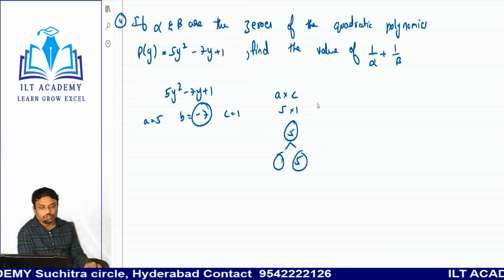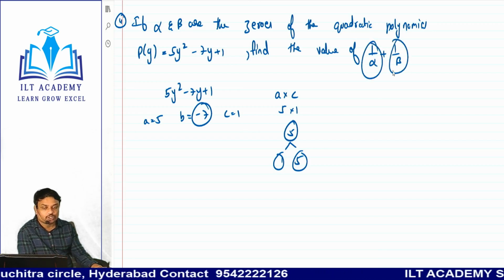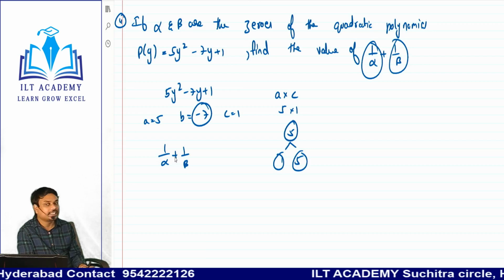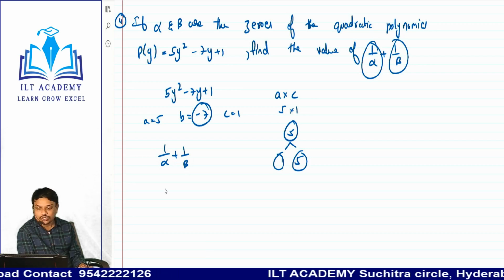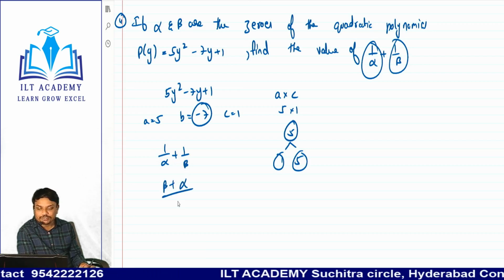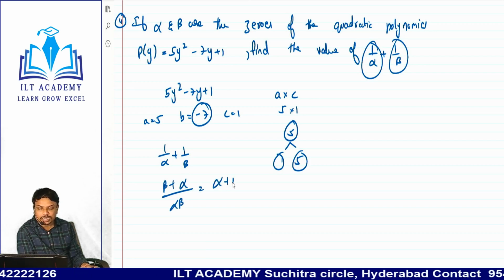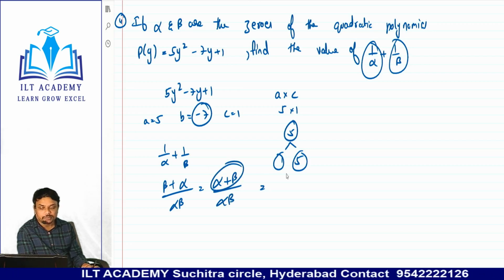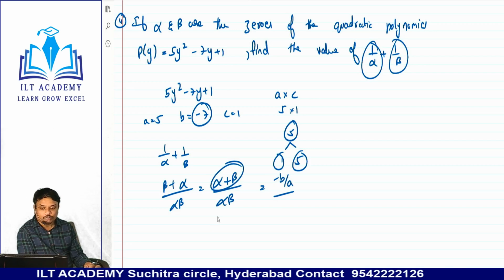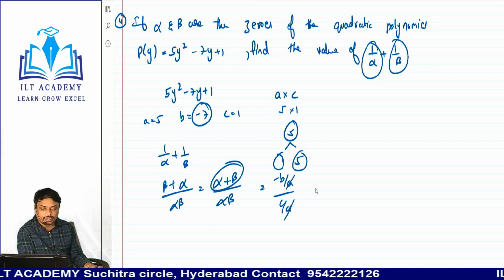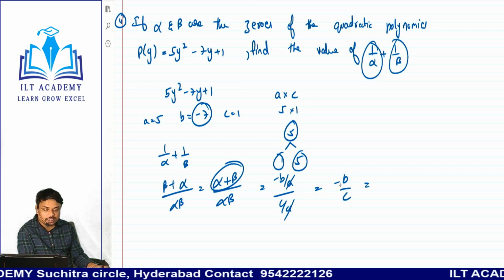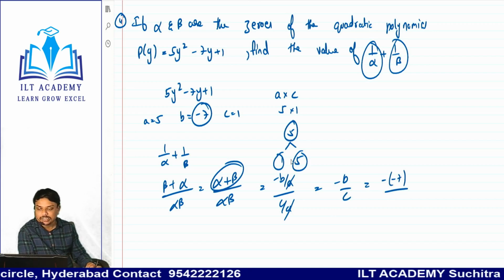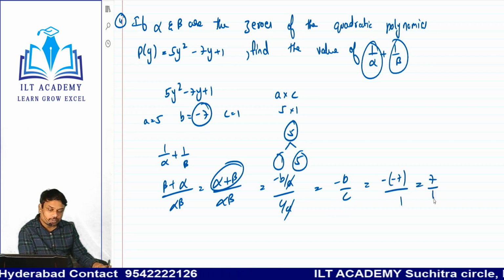Here what we need to focus is what they are asking us to find: 1 by alpha plus 1 by beta. Let us simplify this one. 1 into beta is beta, 1 into alpha is alpha, divided by alpha beta, which is alpha plus beta divided by alpha beta. Now alpha plus beta is minus b by a. Alpha beta is c by a. a cancels. Answer is minus b by c, which is minus of b value, minus 7, divided by c value, 1. So 7 by 1, which is 7.